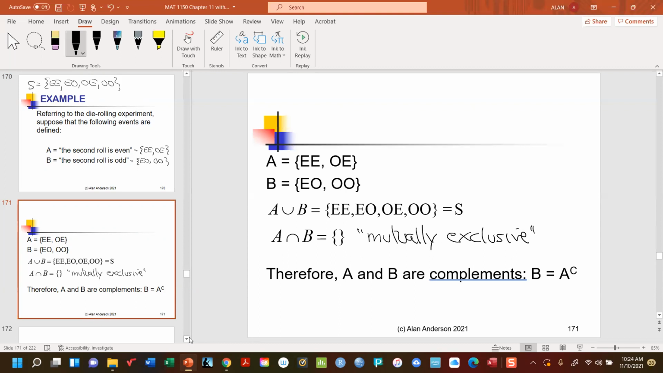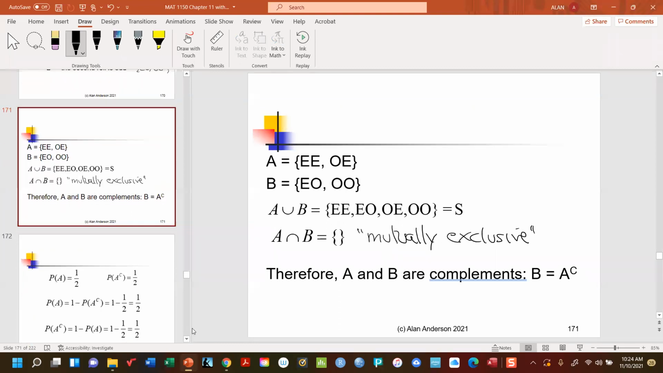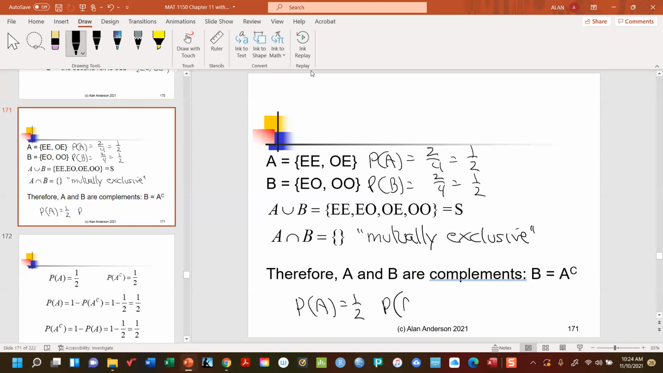If that happens, then we can apply the complement rule in the following way. First things first, each of these individually has a probability of a half, because remember, with this sample space, all the outcomes are equally likely. So we just count them up. This one is 2/4 or a half, and for B, we have the same thing. Also, we can write B as a complement. Therefore, P of A is a half, P of A complement is a half. And you'll see that that ties in nicely with both versions of the complement rule.